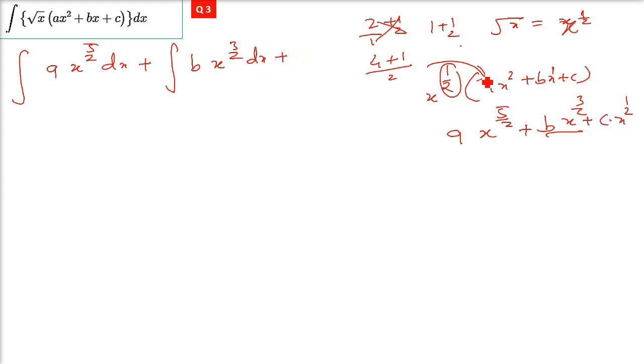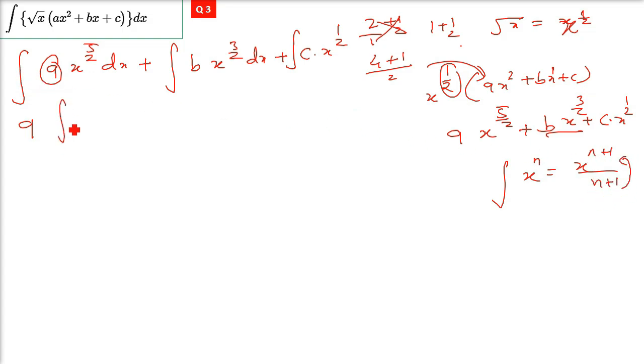Remember, dx will always be there everywhere. Integration of c x raised half. So this constant will be taken outside. Integration of x raised n will be x raised n plus 1 by n plus 1, or x to the power n plus 1 by n plus 1. Please remember, the denominator will go up if it is in the p by q form. It will be q by p when it goes to the numerator.